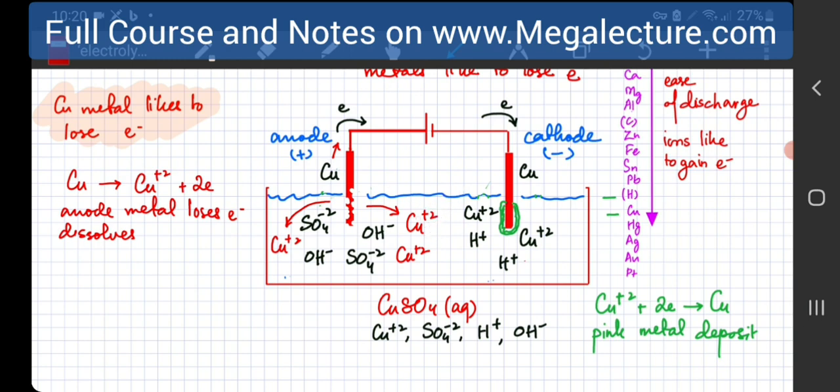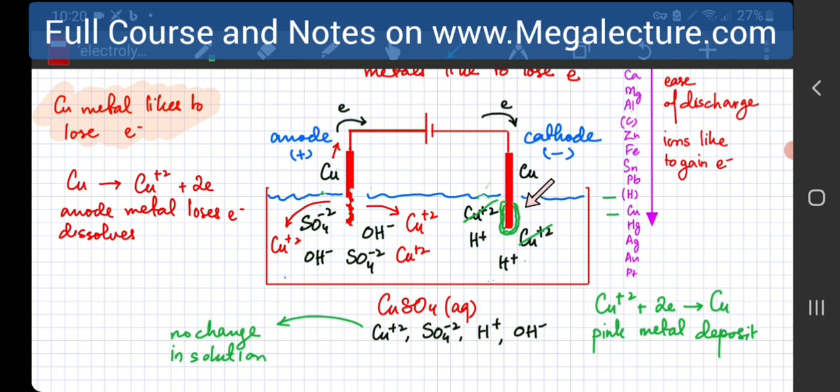So overall, nothing is happening. What is happening is that on one side, copper is getting deposited. On the other side, more copper ions are getting formed. So on one side, the copper ions are getting used up, being removed and turning into copper metal. On the other side, more copper ions are getting formed. So overall, no changes would happen in the solution. No change in solution. The blue colored copper sulfate would remain blue.